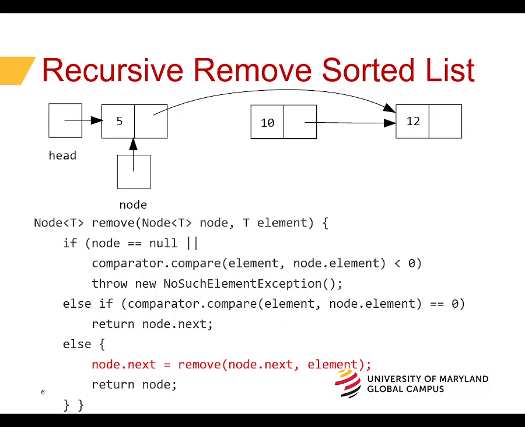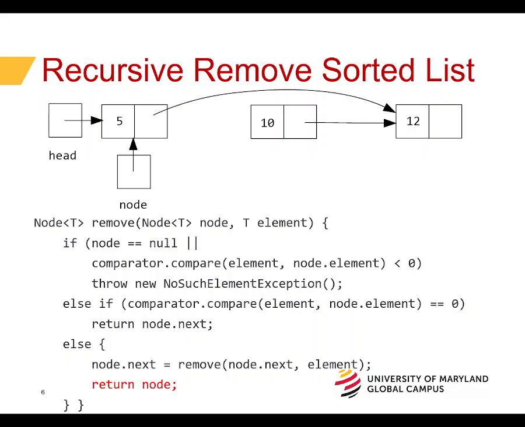We have returned to the activation where node points to the node containing 5, and we assign that node's next pointer to what was returned, a reference to the node containing 12. Automatic garbage collection now deallocates the node that contained 10. As with the add method, we now just return a reference to the current node. So as the recursion backs out, all the assignments will not change any next reference.